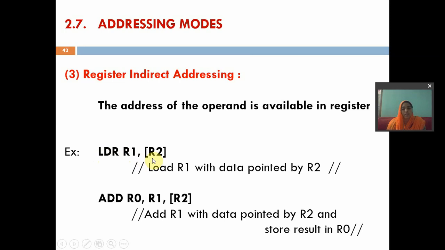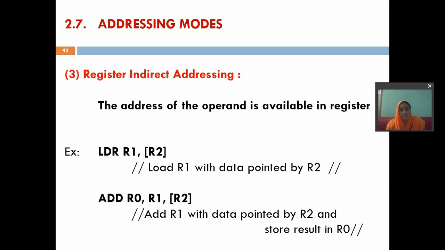So whatever the data in this memory location is moved to the register. The second one: ADD R0, R1, R2. Here the main function is that we have to add R1 plus the contents of R2. So the data in the R2 memory location, we have to add that location's data to R1, and we have to store that result in our R0 register.